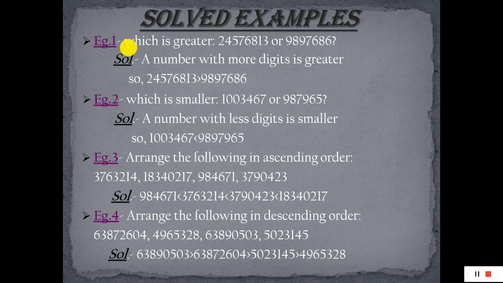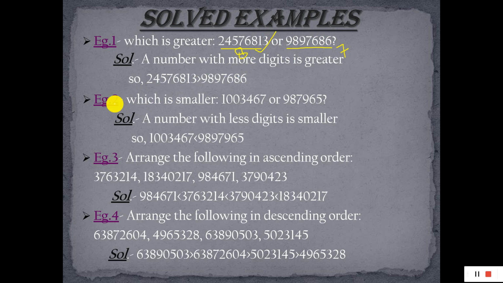First example, which is greater? First we count the digits in both numbers. 1 2 3 4 5 6 7 8. This number has 8 digits. 1 2 3 4 5 6 7. This number has 7 digits. Now you can see 8 is greater than 7, so this number is greater than this number.